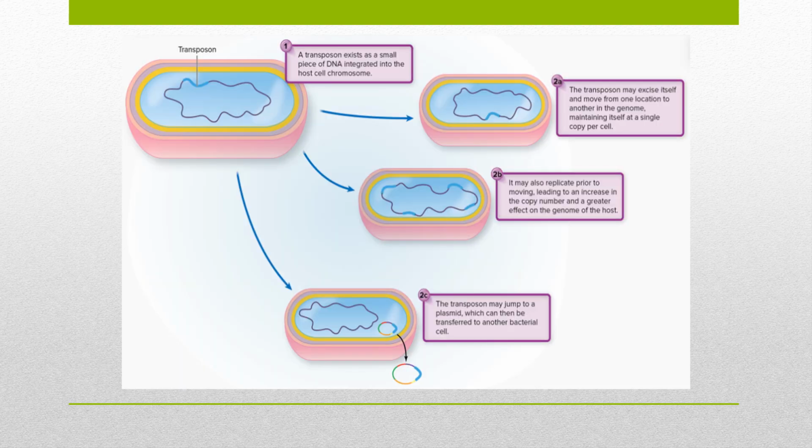Then here we see that transposon jumping from the chromosome to a plasmid, which is, again, a really neat thing because it is a jumping gene or a movable gene. But again, for us, this is usually a gene that allows the bacteria to become antibiotic resistant. So not good for us, but a super neat feature of bacteria.